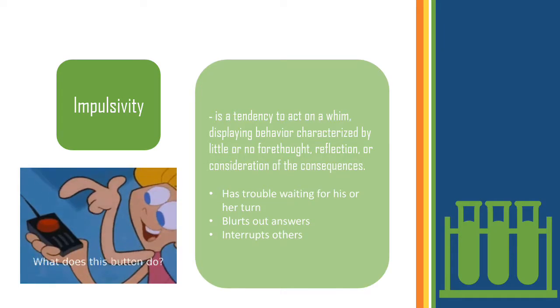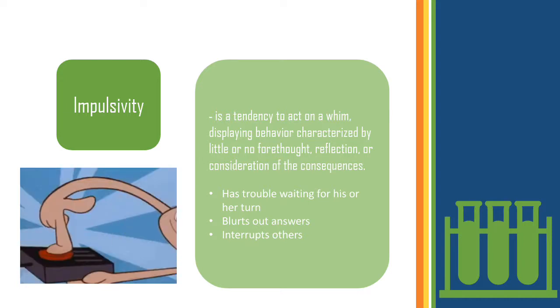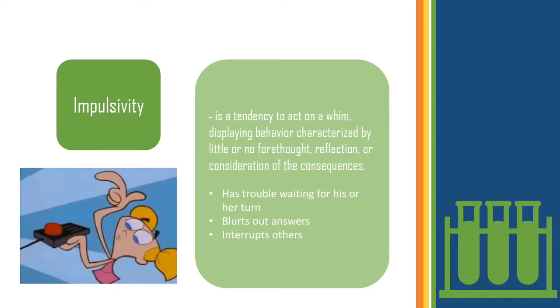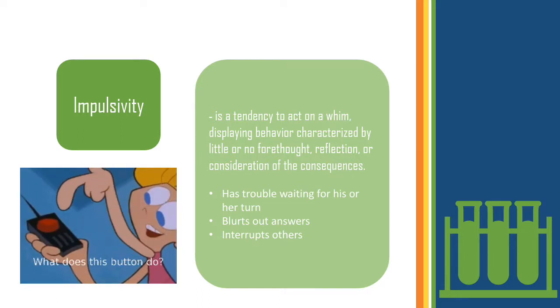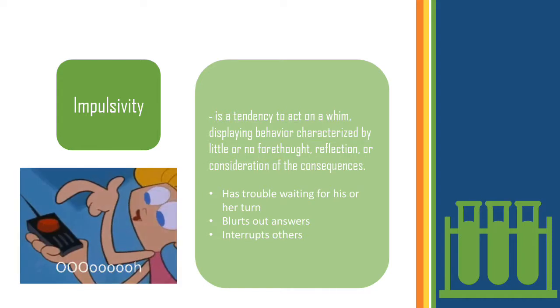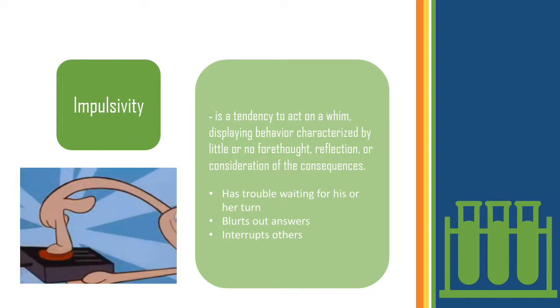And the third symptom is impulsivity. Impulsivity is a tendency to act on a whim, displaying behavior characterized by little or no forethought, reflection, or consideration of the consequence. The child has trouble waiting for his or her turn, blurts out answers, and interrupts others.